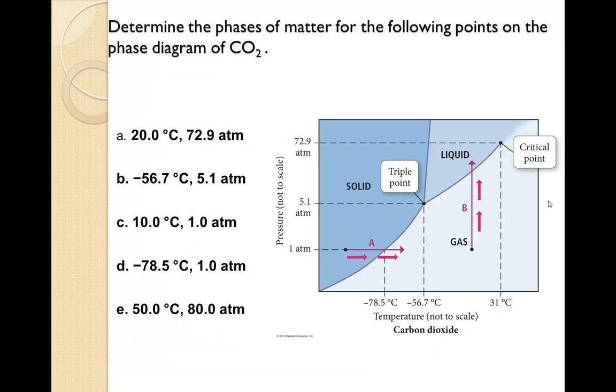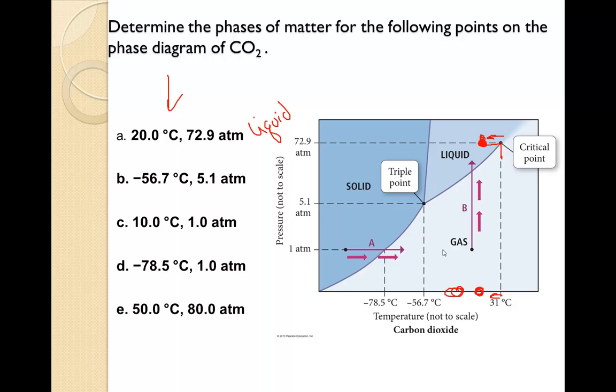So let's try to use this phase diagram to determine for carbon dioxide what physical states it'll be in for these temperatures and pressures. If we take 20 degrees Celsius, which would be approximately here, maybe a little bit further down, and 72.9 atmospheres, that's here. Notice it's below the 31. This is 31 and 72.9. Since it's below the 31, it's going to be in the liquid state. So this here will be liquid.